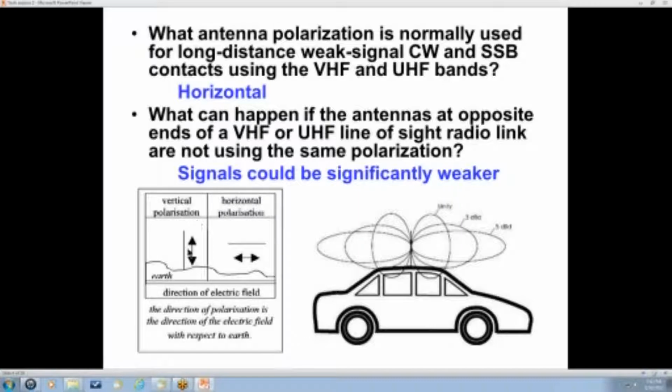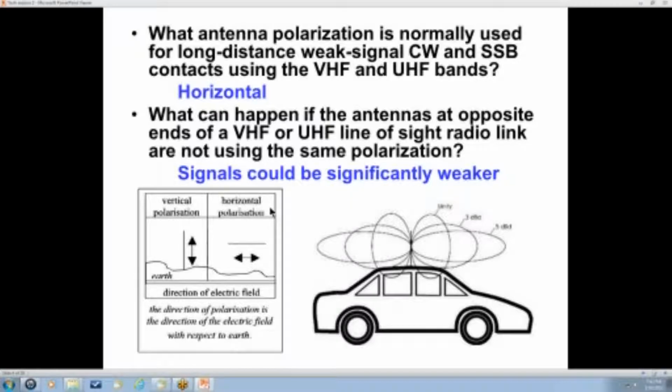Vertical polarization, what they're talking about with the polarization is the direction of the electrical field with respect to the Earth. Okay, so you have an electrical field and a magnetic field. When we talk about polarization, we're talking about the electrical field. Vertical polarization is produced by a vertical antenna and is perpendicular to the Earth. Horizontal polarization is produced by a horizontal antenna and it's parallel to the Earth.